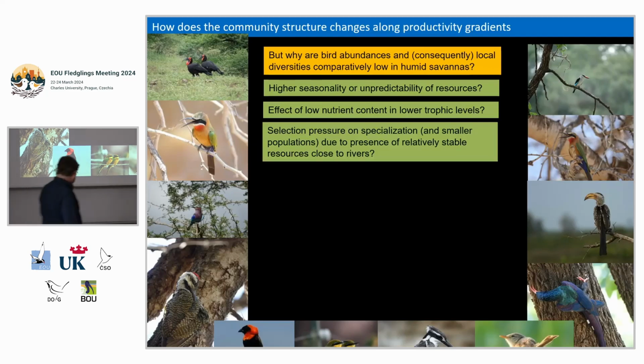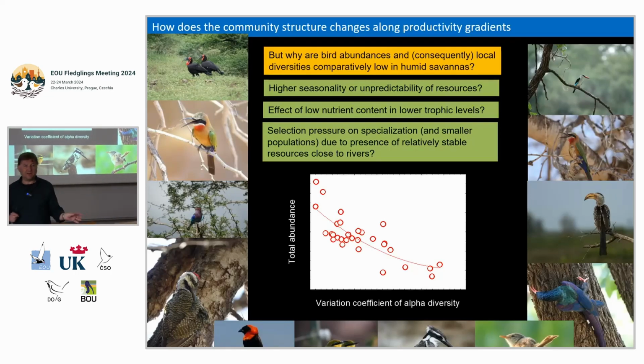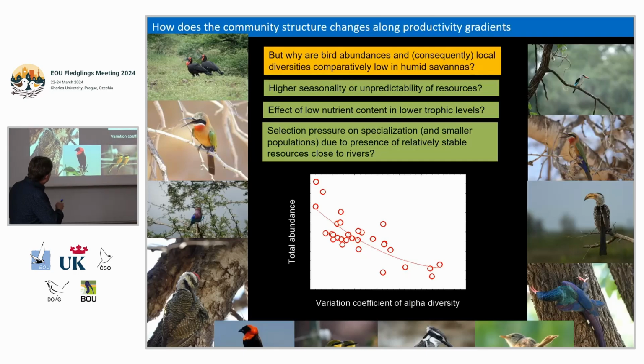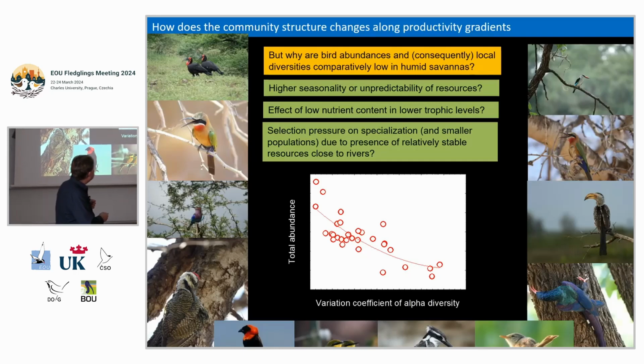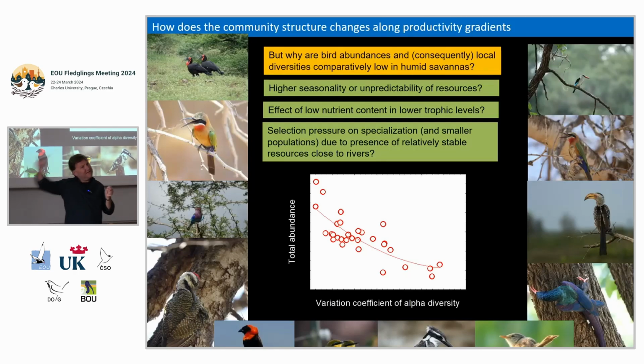The hypothesis or explanation I'm still happy with, or which at least we were not able to reject, is related to the observation we made in the humid savannas. Maybe I will show you this first: the species there are very strongly confined to rivers and their surroundings. So maybe the total abundance is negatively related to the variation coefficient of alpha diversity. Basically, it means that if there is high variance in local diversity, which is driven by the fact that most species are just around the rivers and do not go away from the rivers, and that's what we observe in these humid savannas, the total abundances are low.